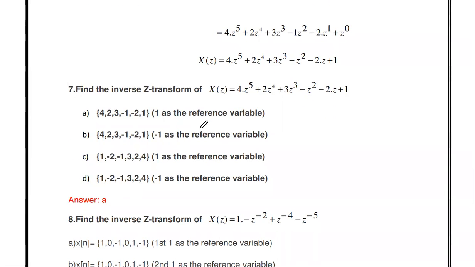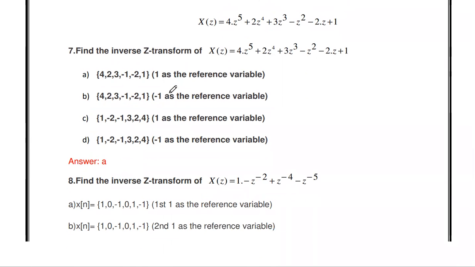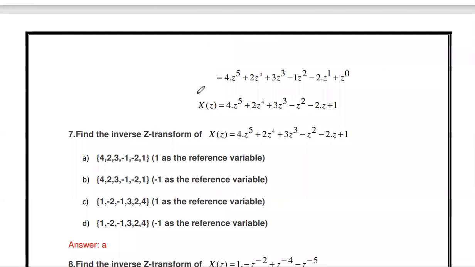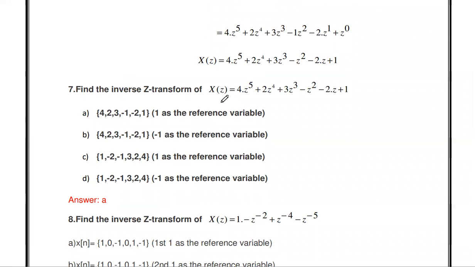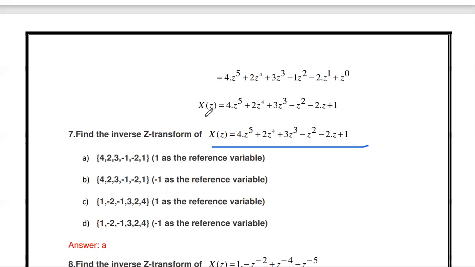From this problem, there may be a chance of being asked any question like: find the Z transform of this finite duration sequence. The next one is the reverse problem for this Z transform. Find the inverse Z transform of x of Z equal to 4Z power 5 plus 2Z power 4 and so on. That is the answer of the previous problem, which I have taken as the input. So we have to find the inverse Z transform.